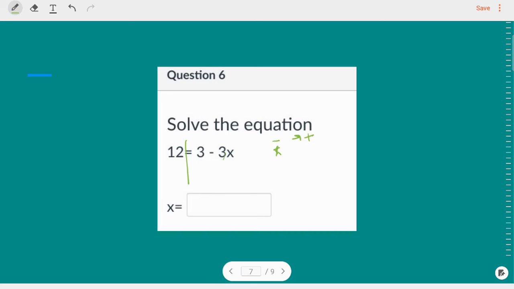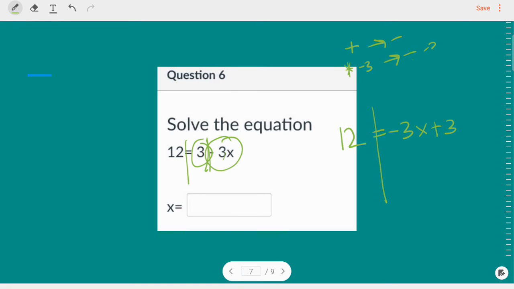I'm rearranging this. I rearrange it every time in my head. 12 equals negative 3x plus 3. Negative 3x, remember, when I snip this in half, 3 stays positive, negative 3x is negative. So let's solve. I've got addition going on that I need to undo with subtraction, and I've got multiplication of a negative 3, and I need to undo by dividing by negative 3.